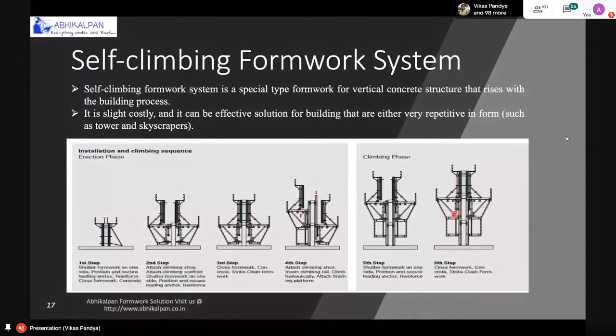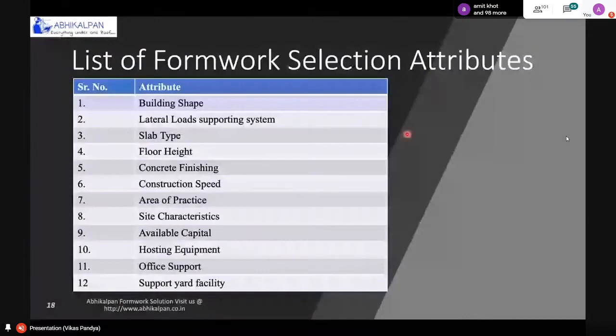We'll go for the next part of this presentation, which is formwork selection. How to select any formwork system, we will discuss in this section. While I was doing my MTech thesis with the guidance of my guide, Dr. Vyas ma'am, by going through various literature reviews, I identified these 17 different attributes which are very important and useful for selection of a formwork system.